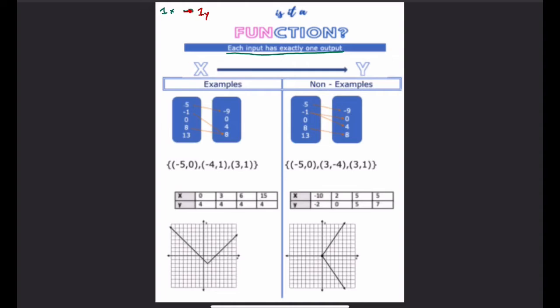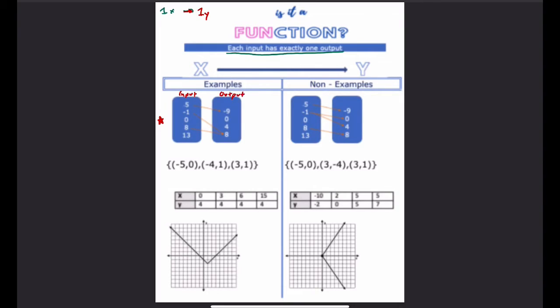The ordered pairs and tables are pretty much the same. It's just making sure you're crossing out the correct thing. But for mapping, if you remember an example of a function, so if we're looking at this one right here, we know each one of the inputs has to correspond with exactly one output.